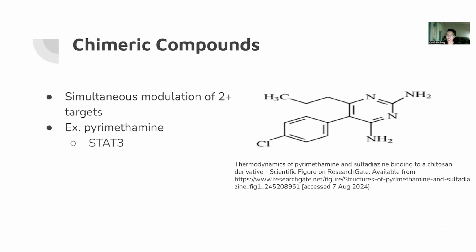Next are chimeric compounds, which can essentially simultaneously modulate 2 or more targets. The example that I found for this one was pyrimethamine, which is both an antiparasitic while having control over the specific oncogenic transcription factor known as STAT3. STAT3 has been shown to increase proliferation and inhibit apoptosis, or cell death.